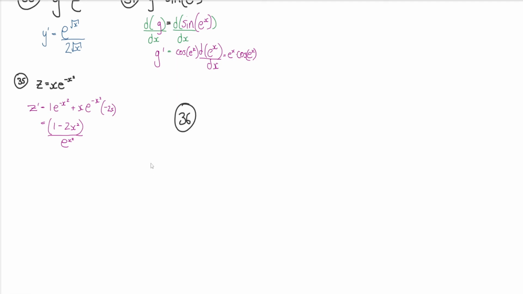So what do we have? What's the next one? Let's call it W. It's e to the negative 5t cos of 3t. Okay, so what do we got here? W prime. W prime, baby.